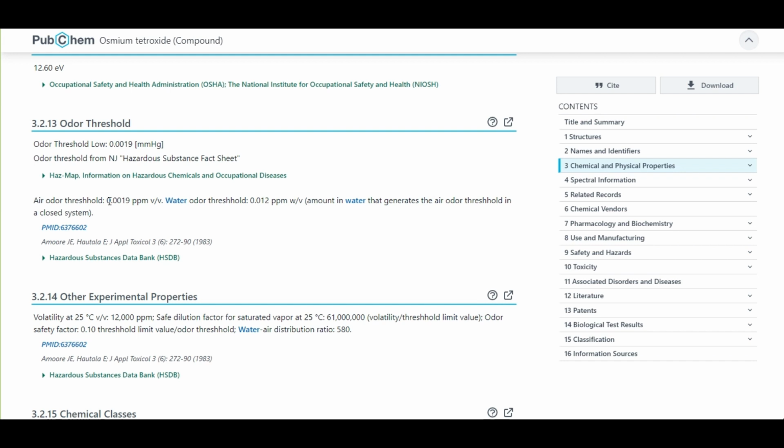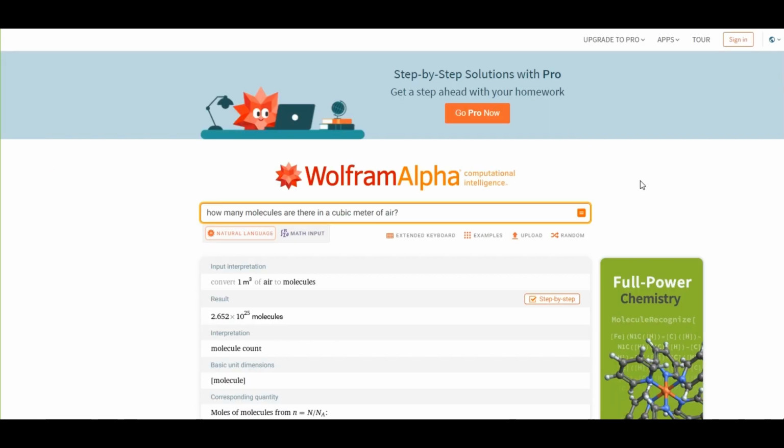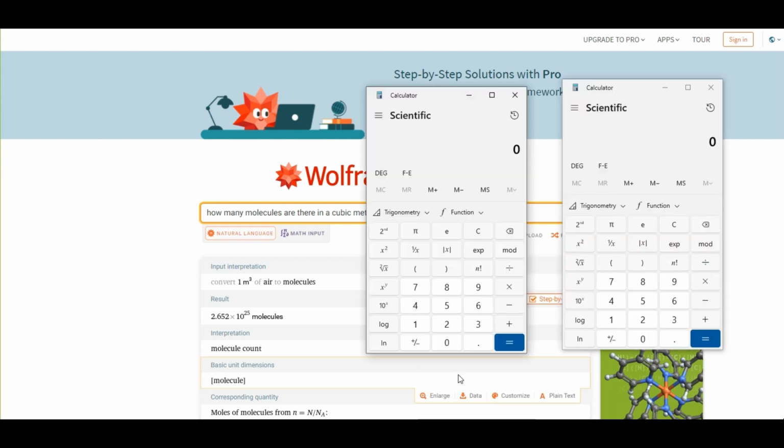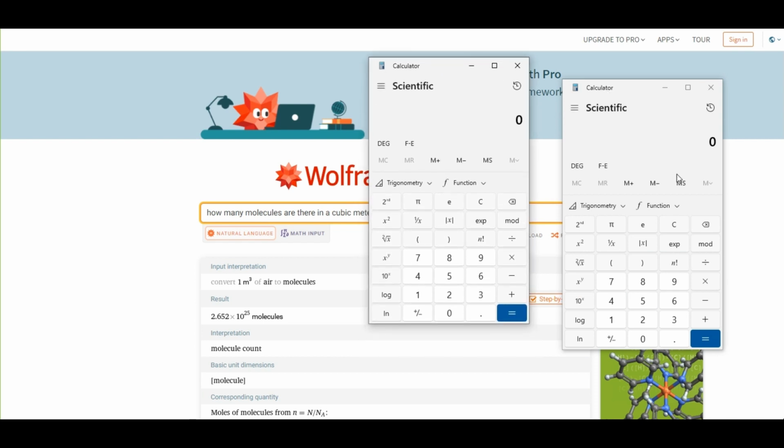Now, we don't want to use parts per million for this. What we want is milligrams per cubic meter of air. So in order to do that, we're going to look at this website here, and pull up a calculator. Actually, we're going to need a few calculators for this. So I'm going to enter the number of molecules in 1 cubic meter of air.